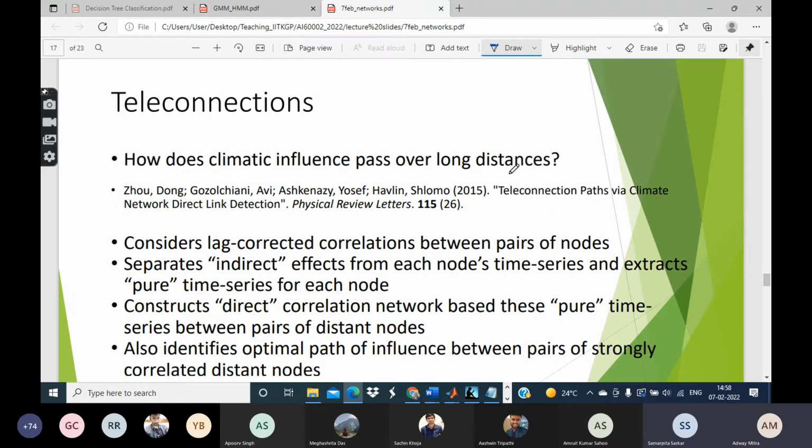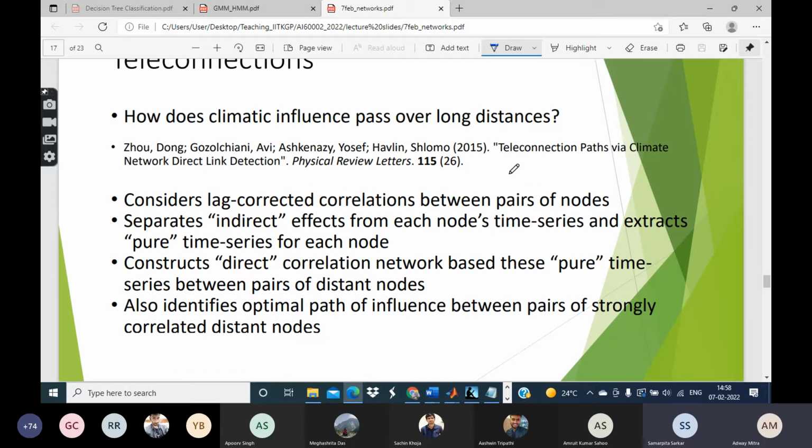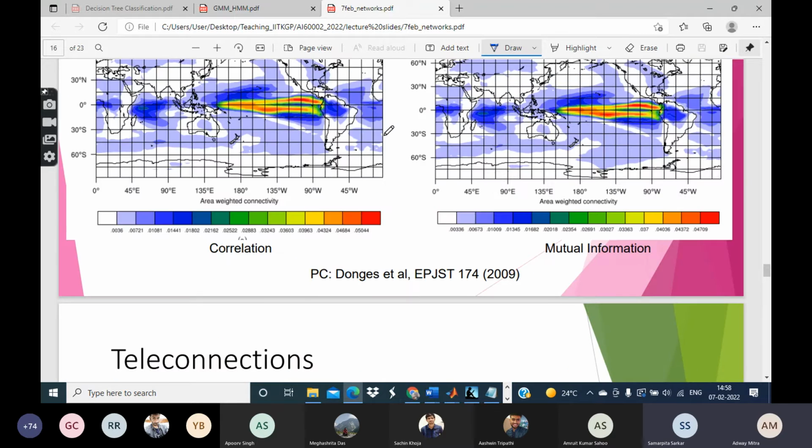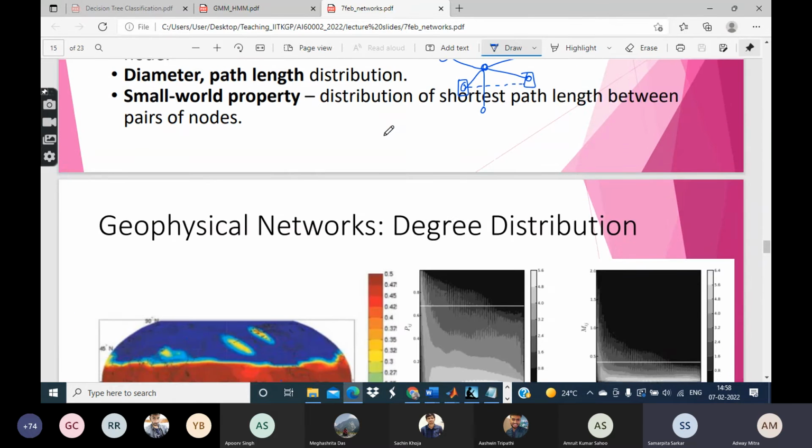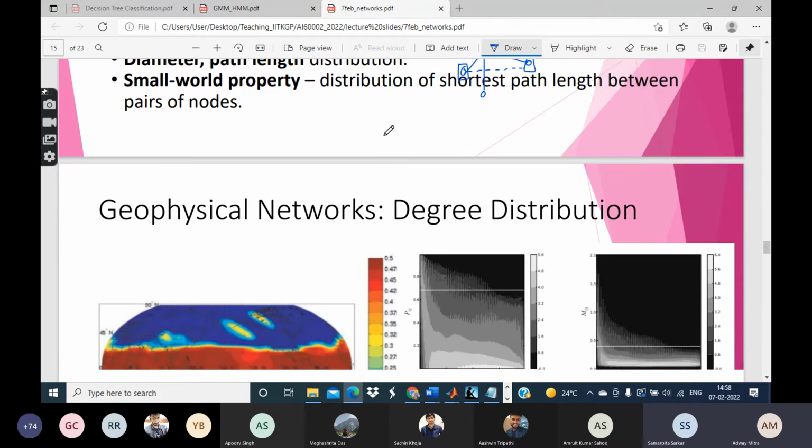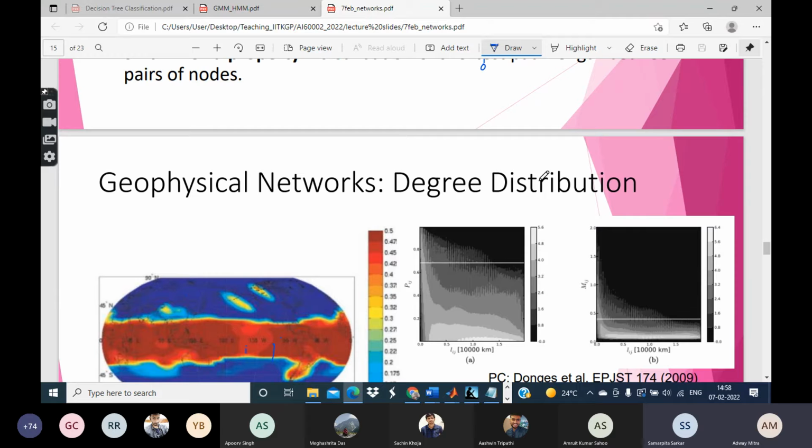Then I already talked about teleconnections. Using these kinds of networks, we can try to identify teleconnections. Identification of teleconnection basically means you are given a graph and you have to find long paths. So you are saying that from one variable to another variable there is a path, from that variable to a third variable there is a path, from the third variable to a fourth variable there is a path, and so on, I mean there is an edge and so on.